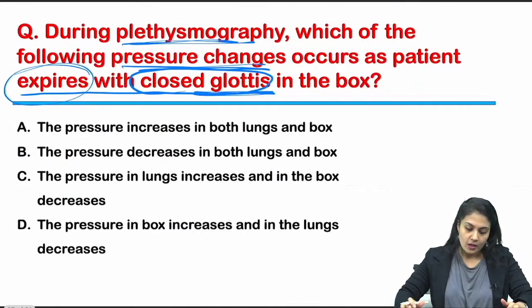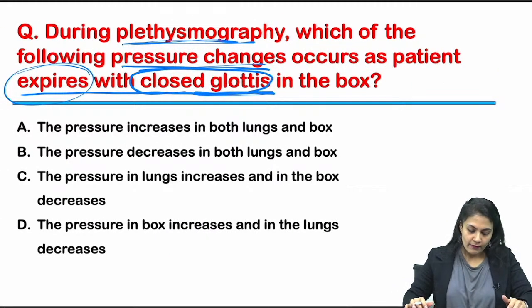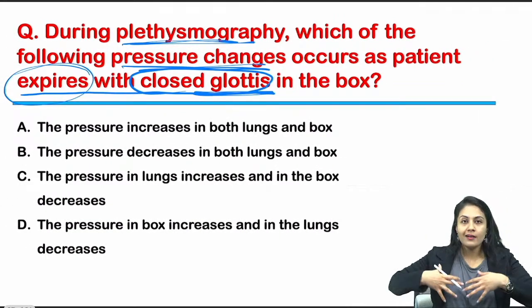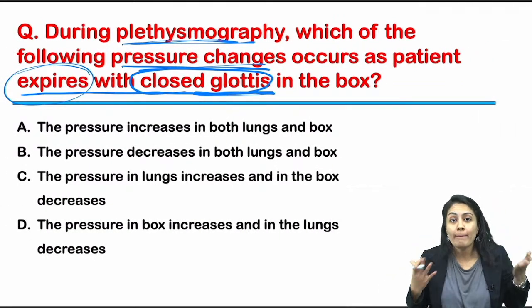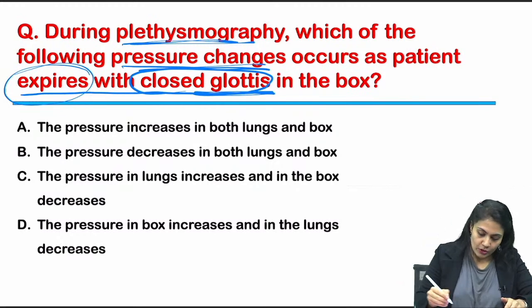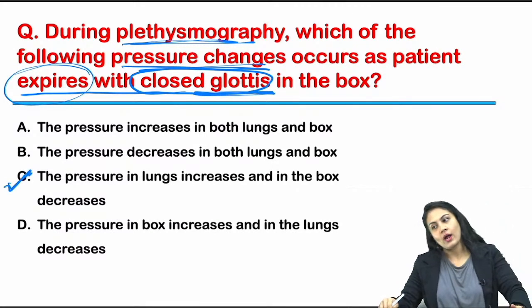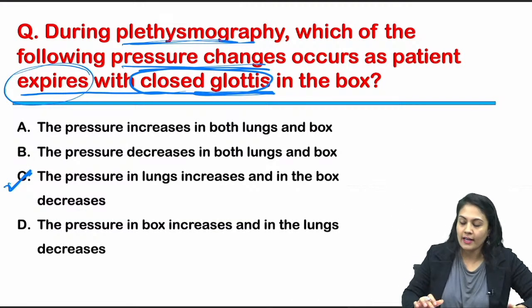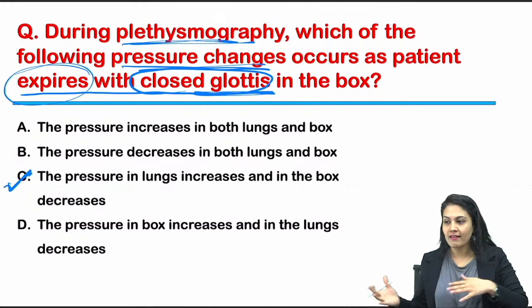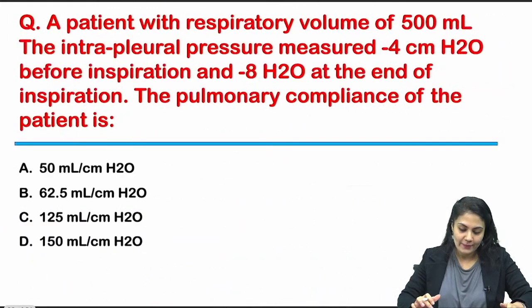Right. So what is going to happen if he expires? The pressure in the lung and the pressure in the box. The pressure inside the lung is going to increase. Valsalva maneuver, right? So the pressure inside the lung increases and the box decreases. Yes, you guys are absolutely right. It is none other than option C, right? So yes, pressure changes are there, lung changes are there, everything is there.